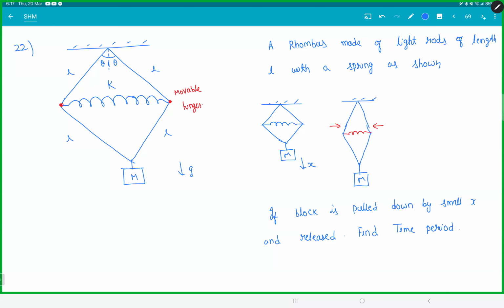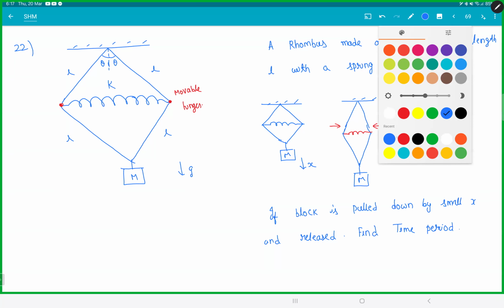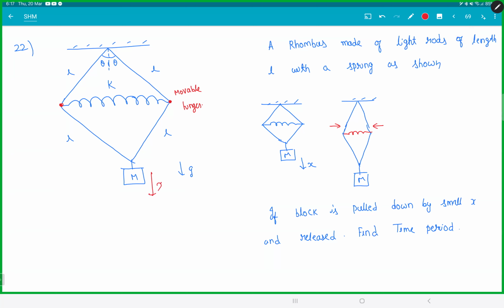How to do this? I'll give you a hint. Let's start with this. If I pull this by X, can you tell me how much will the spring compress? Do you think the spring will compress X? No, na. How much is that? Start the question from there. If I pull the block down by X, how much will the spring compress? I'll give you a minute. Figure out that part first.